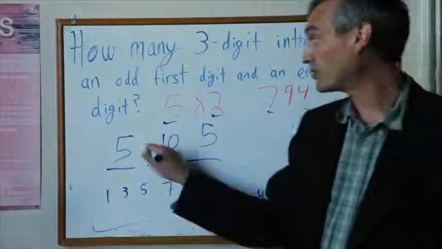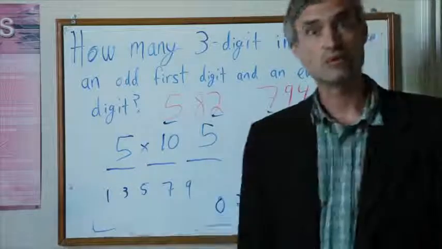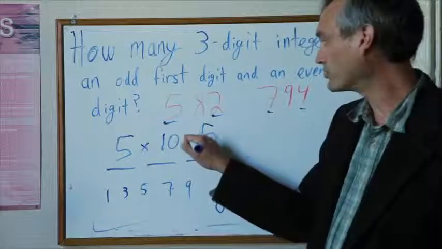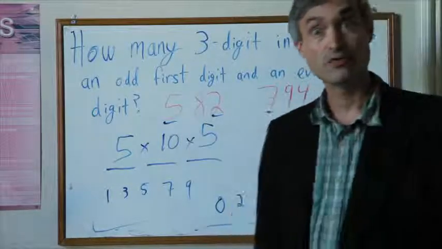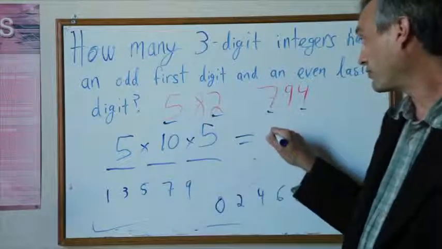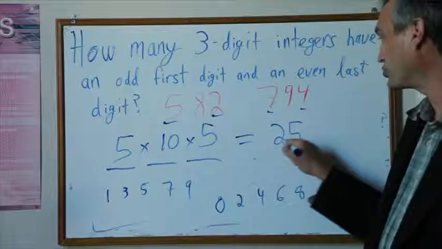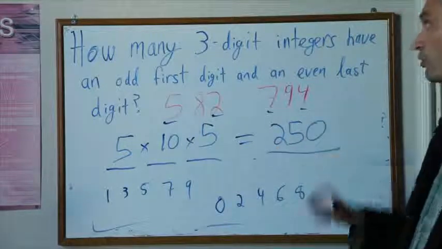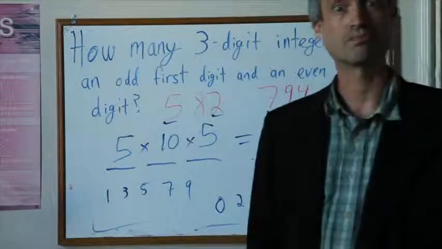Finally, the basic counting principle simply says multiply the number of choices at each step of the way. Therefore, our answer will be 5 times 10 times 5, 50 times 5, or 250 total 3-digit integers.